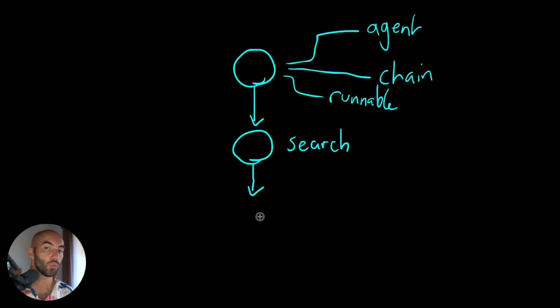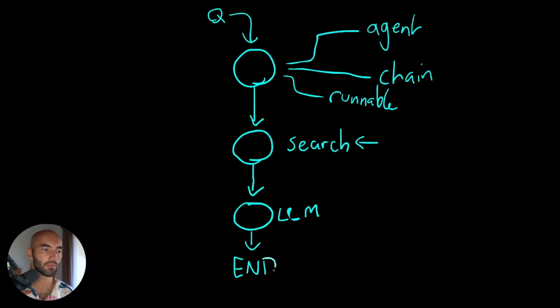We could finish with another, more likely than not, LLM. And that LLM may have a prompt where it consumes the context that you got from your search tool, and your initial query, which would have come up here from your user. It consumes both of those, and then it will output an answer, and that answer will go to the end node. Okay, so this is a very simple example.